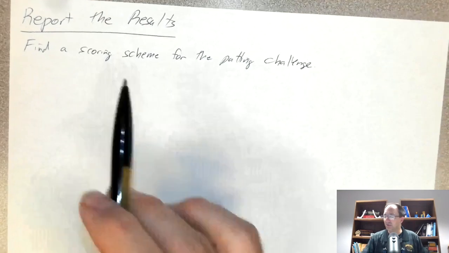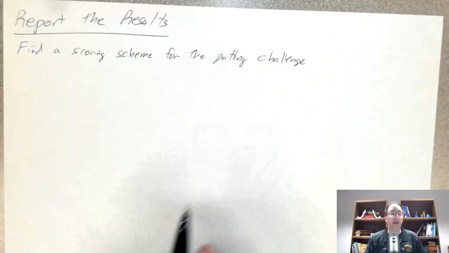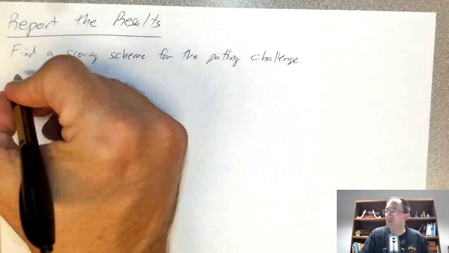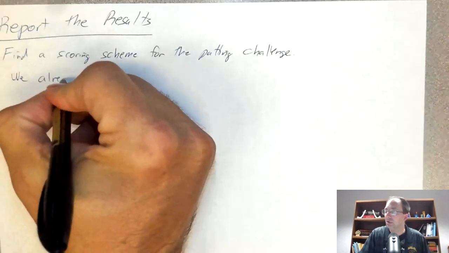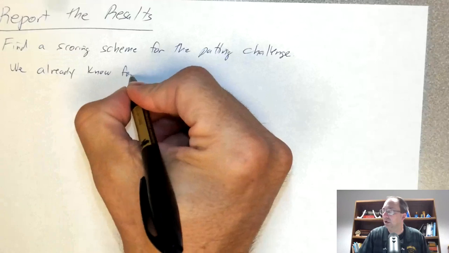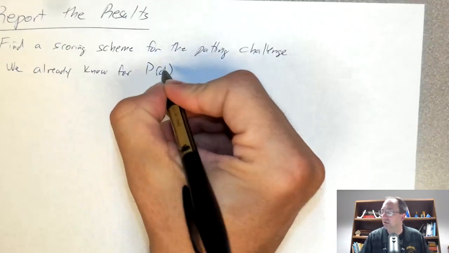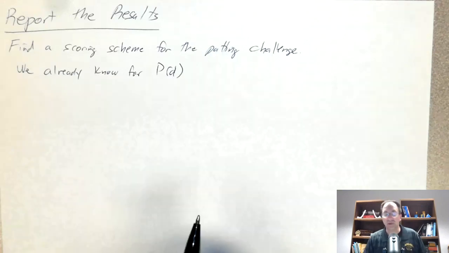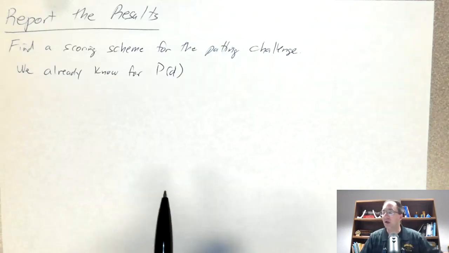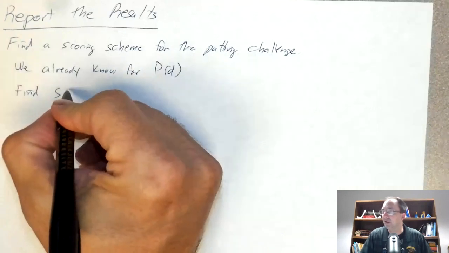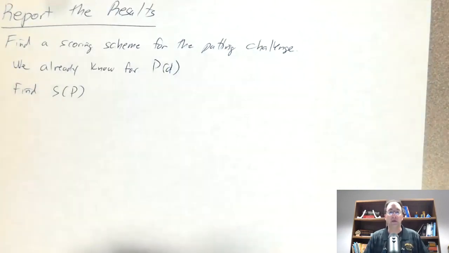So, as you recall, the question was find the scoring scheme for a putting challenge, where the score should reflect the difficulty of the putt. And so, as you recall, we already know, or at least we have a model for P of D. And that's, of course, the probability as a function of distance. And so then the question is, well, how do we find a scoring scheme? So in other words, we want to find S of P.